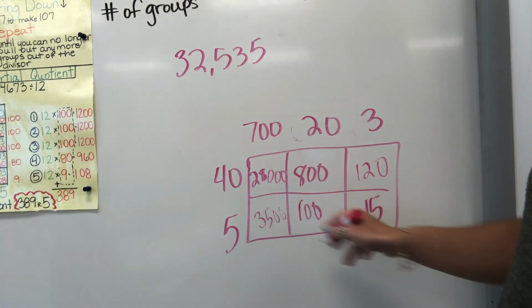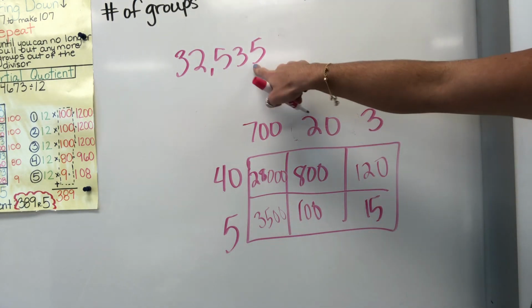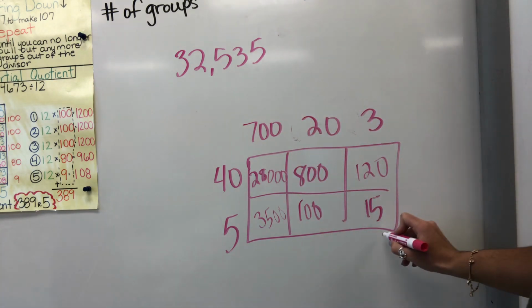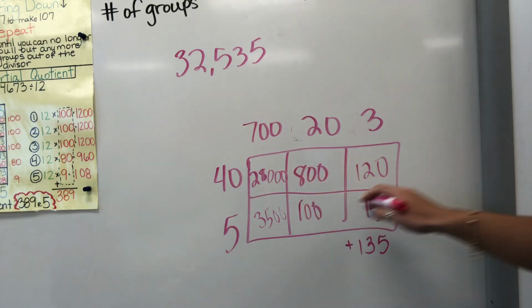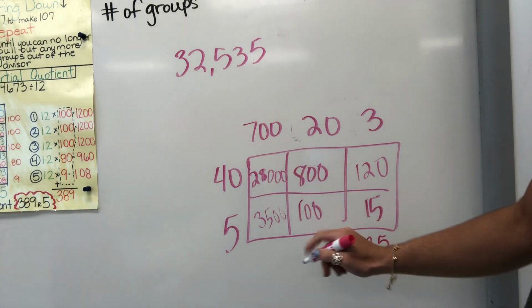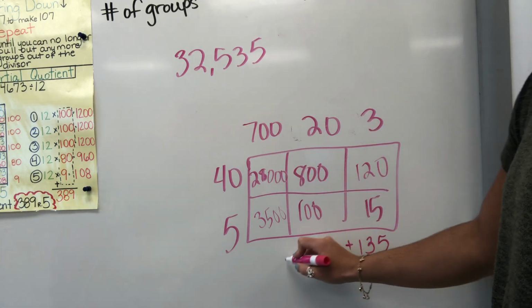Now I'm going to add them all together, and that should give me the same answer I got when I used the standard algorithm. So this would be 5, 3, and 1. I'm going to add down first. That way I don't have to line up 6 numbers, I can only line up 3. This would be 900.